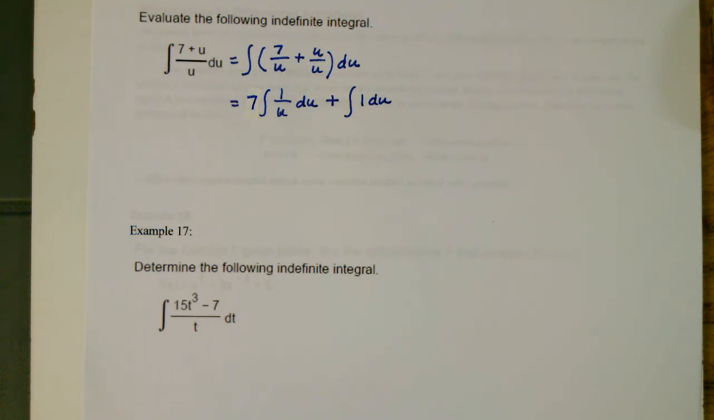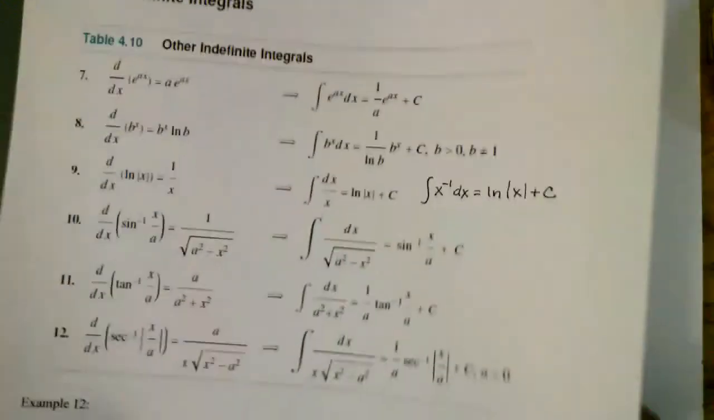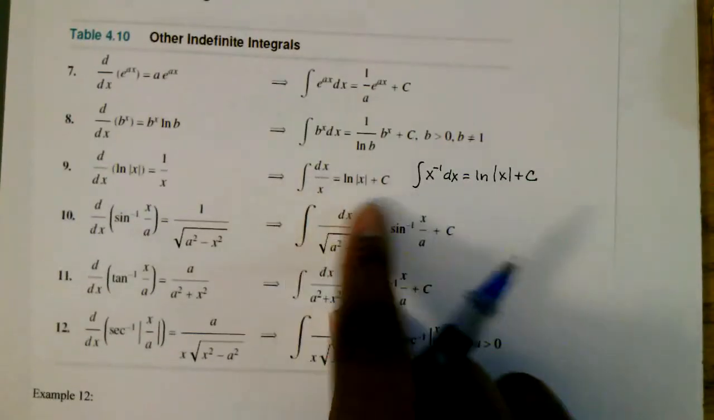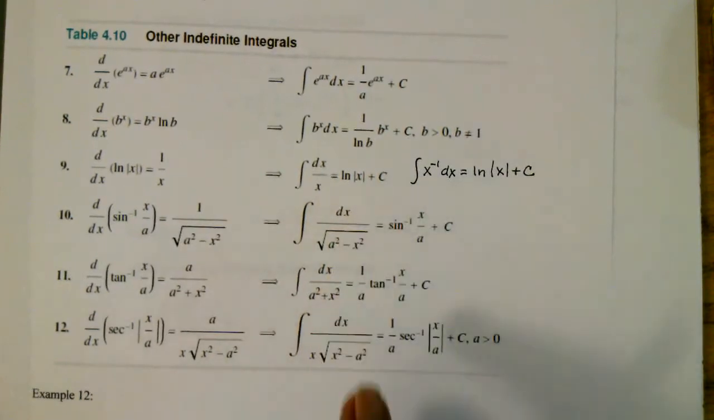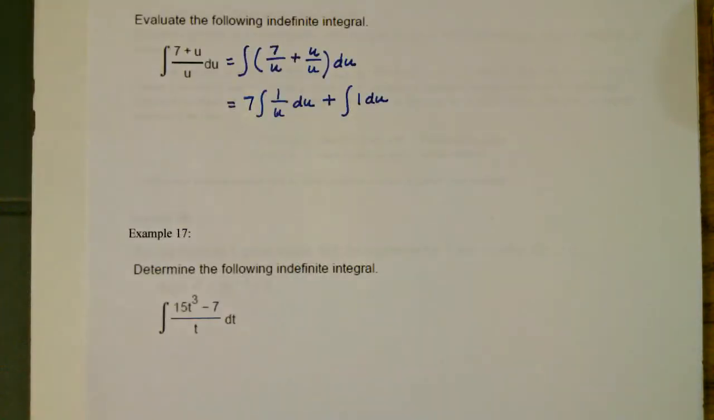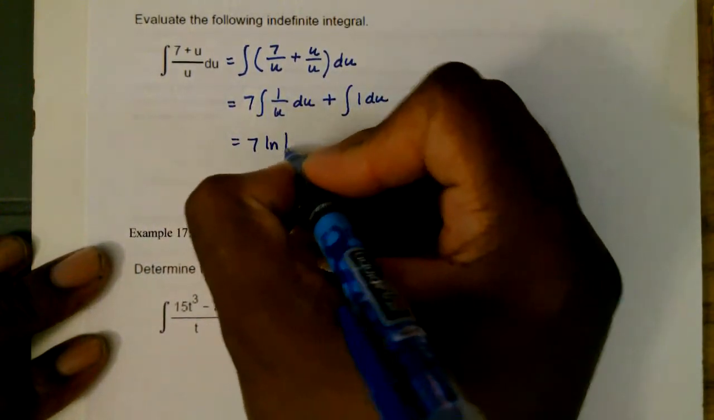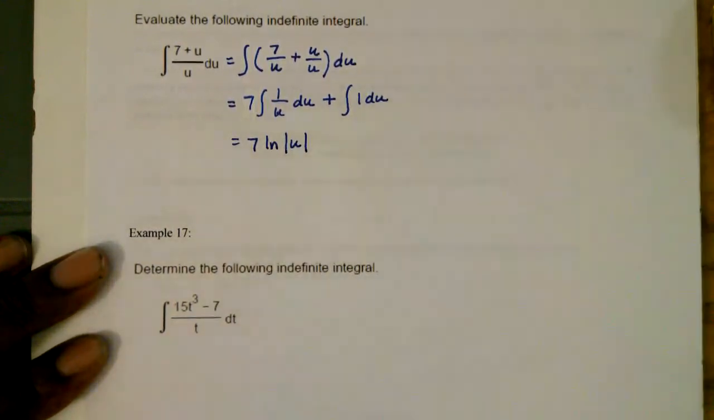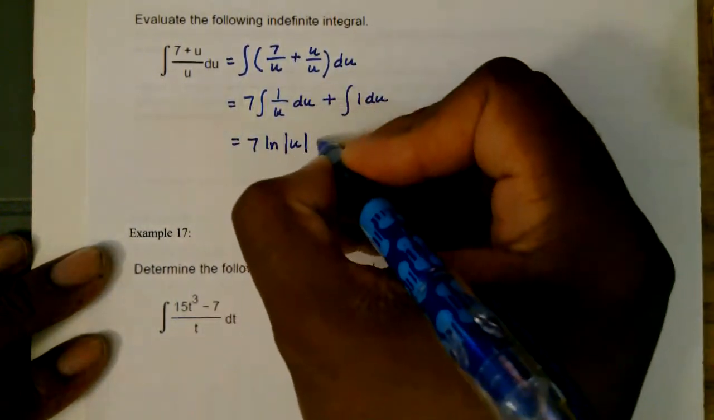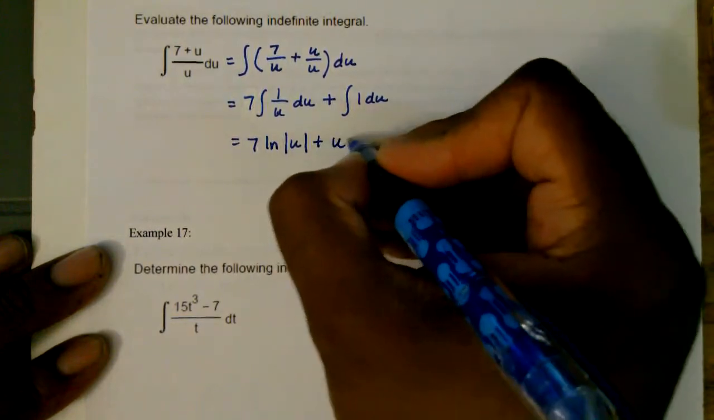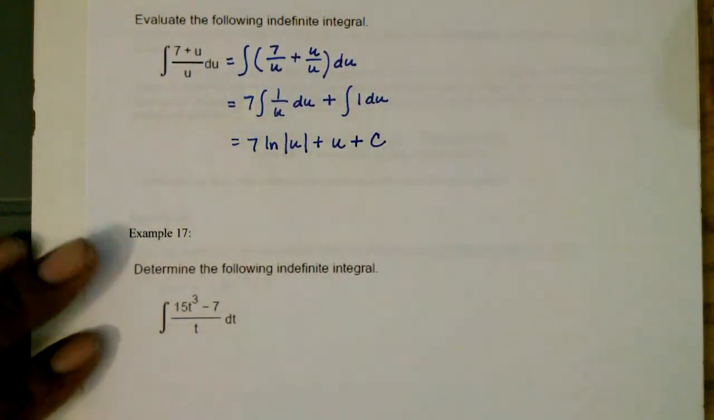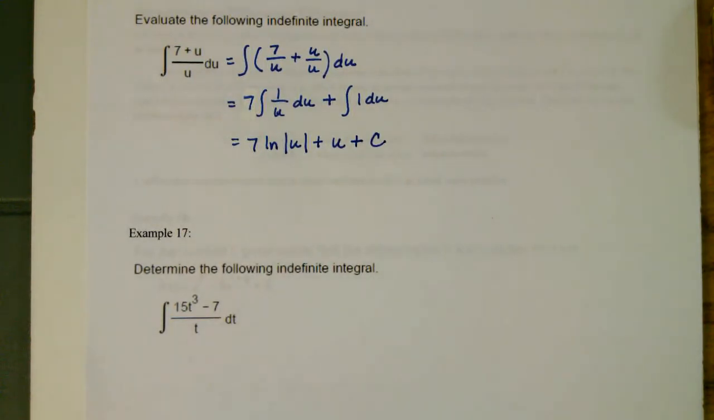Now, I already know what the integral of 1 over u du is going to have to be. It will have to be the natural log of x plus c in this case. But here, since I'm using a u, let's bring down the 7. And then that's going to be the natural log of the absolute value of u plus the integral of 1 du would just be u. And of course, it's an indefinite integral, so I must include the plus c each time.